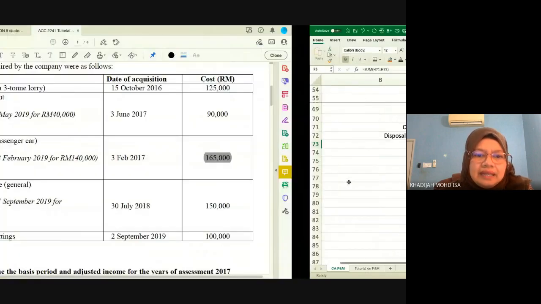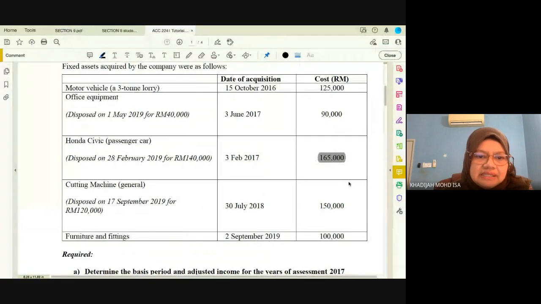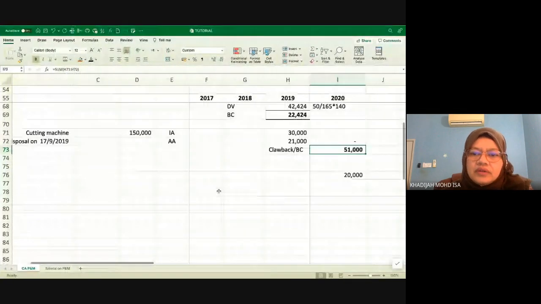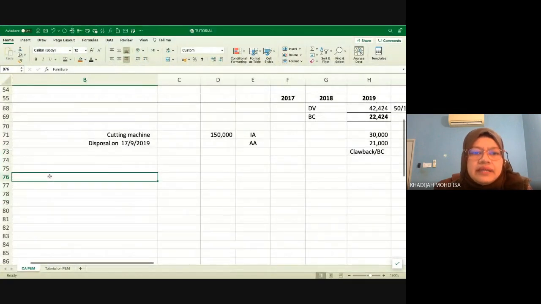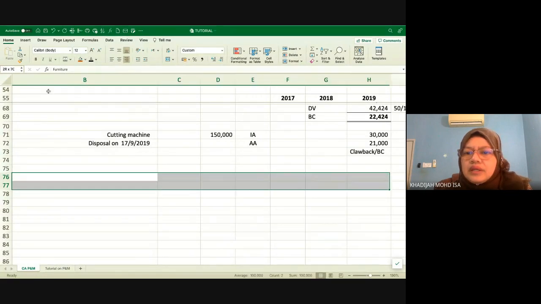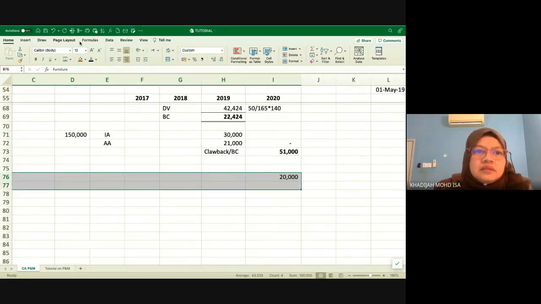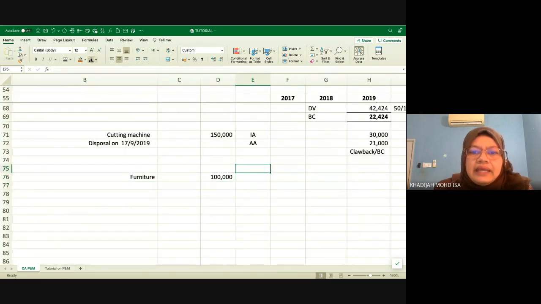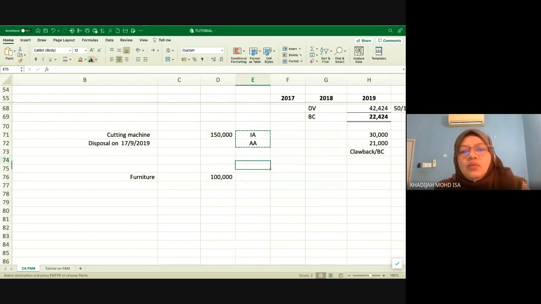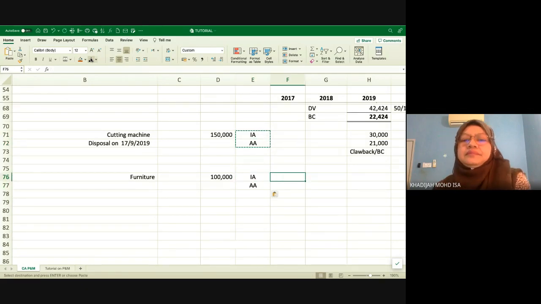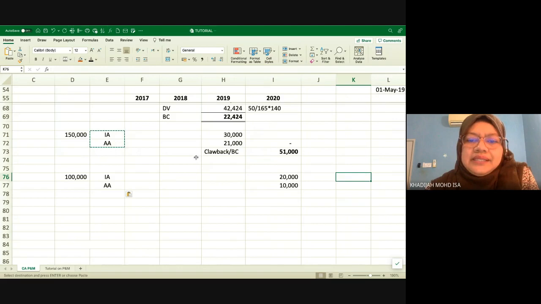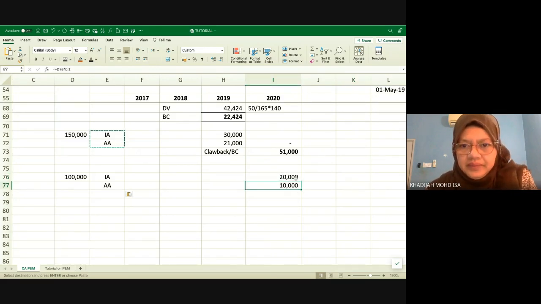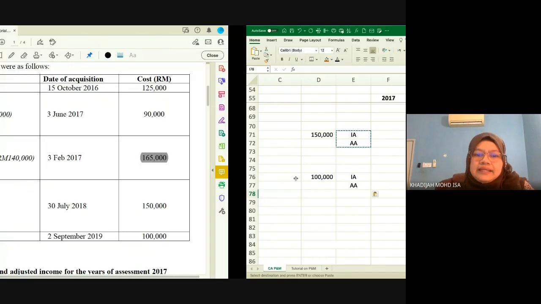All right, and finally, I think that we have furniture and fittings. Where is our furniture and fittings? Right, I think that we can have this. The cost is 100,000. But what is the IA and AA? It's 20% initial allowance and 10% annual allowance, right? So now you have all the assets taken into account.